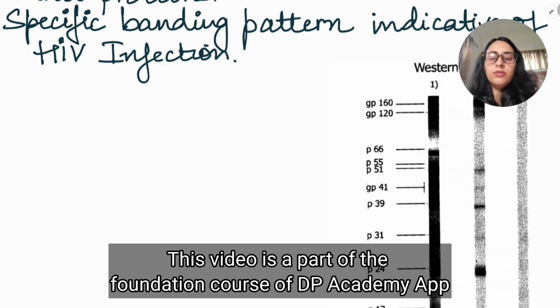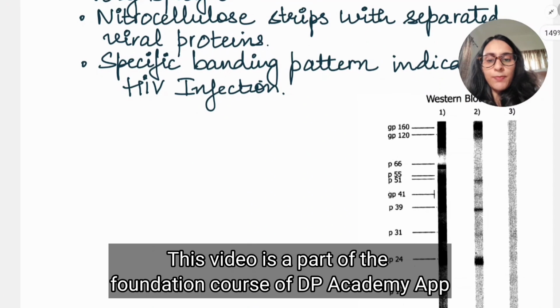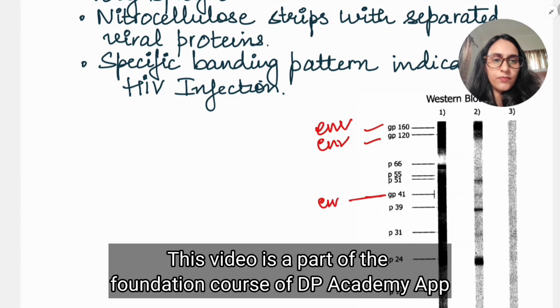See, to detect the antibodies, how the Western blot test is done to detect the antibodies in the patient, we keep a few antigens like here GP160, 120, GP41. These are the envelope proteins. ENV, I'm going to write, envelope proteins.